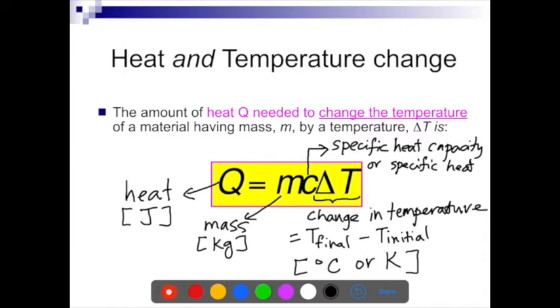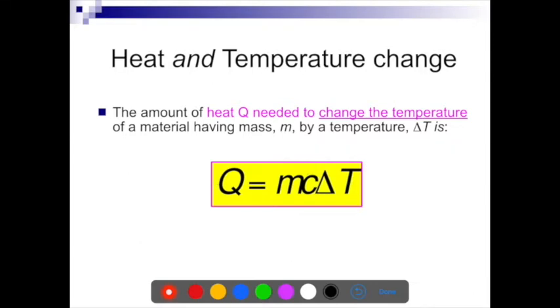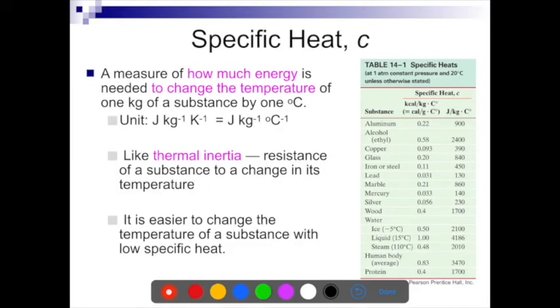Okay, let's talk more about specific heat capacity or specific heat C. The specific heat C is a measure of how much energy is needed to change the temperature of 1 kilogram of a substance by 1 degree Celsius. And the unit for specific heat is either given as joules per kilogram per Kelvin or joules per kilogram per degree Celsius.